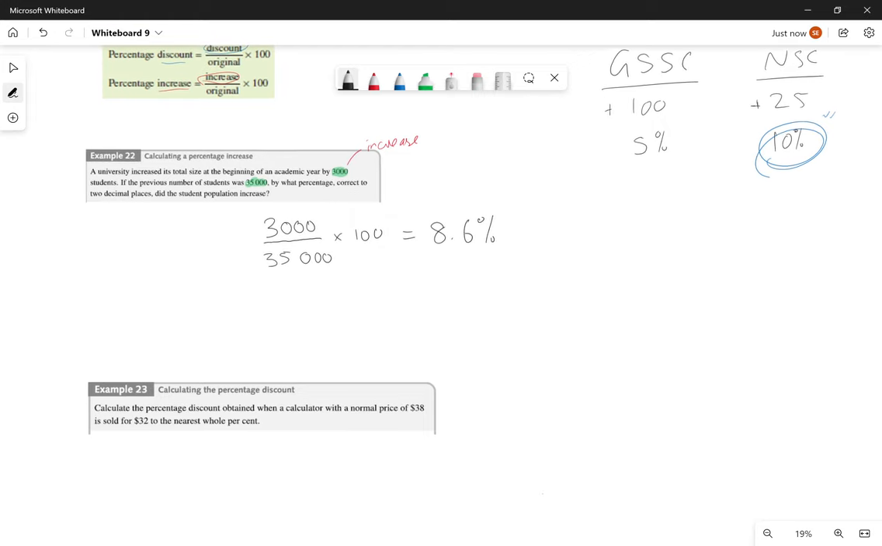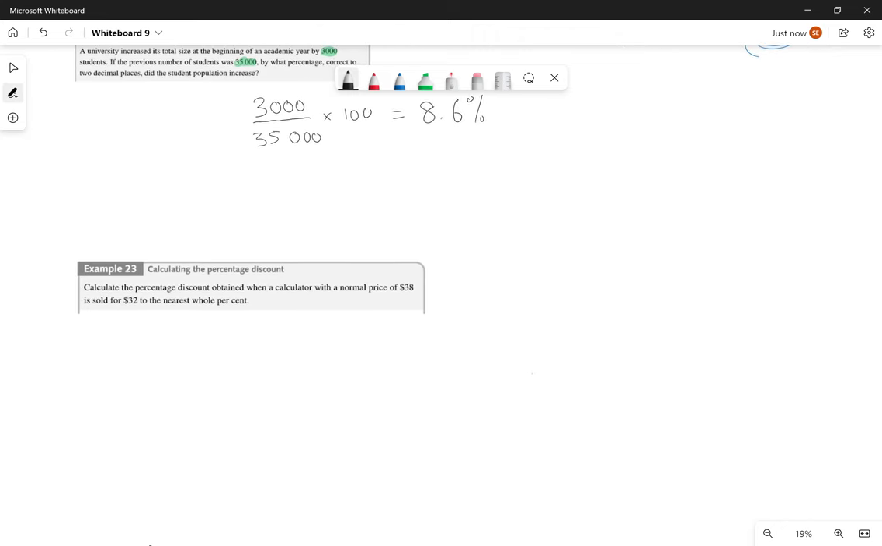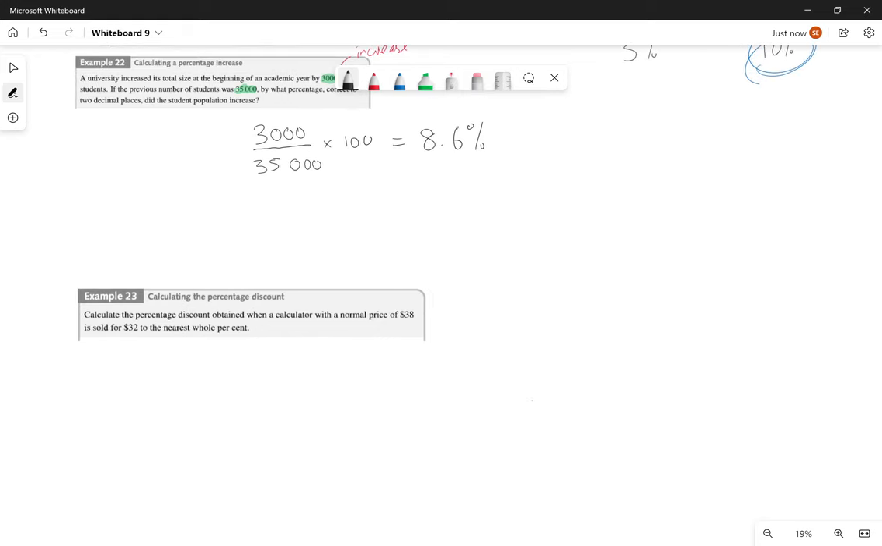Please pause this at any time you need. We'll look at a second example. They want to calculate the percentage discount obtained when a calculator with a normal price of $38 is sold for $32. So the normal price is $38, so that's going to be its original.